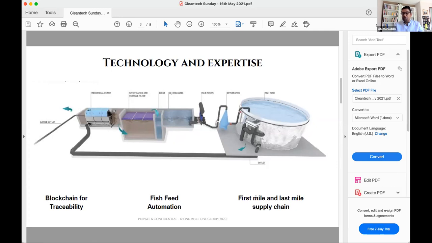And then most importantly, the first mile delivery, which is fish feed to post larvae and then brood stock, going to the processing farm, followed by the last mile delivery. If we can make sure the supply chain is managed through one or two stakeholders, then the traceability issue reduces quite significantly, and we can actually supply to Europe again.